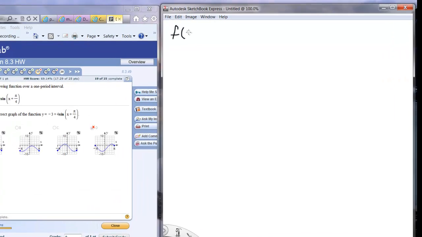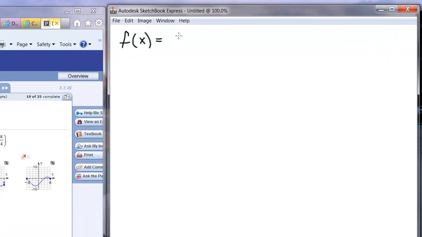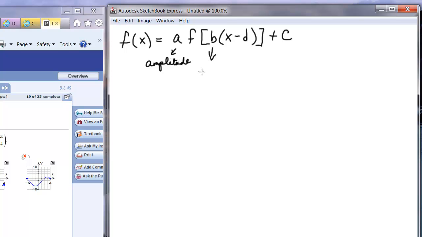Sketch a function of this form. This is amplitude. This changes the period. This is a phase shift. And this is a vertical shift.